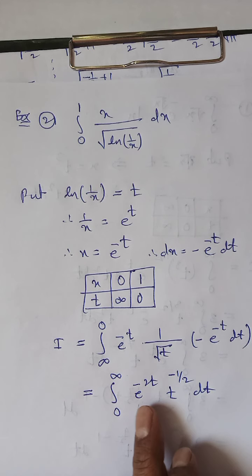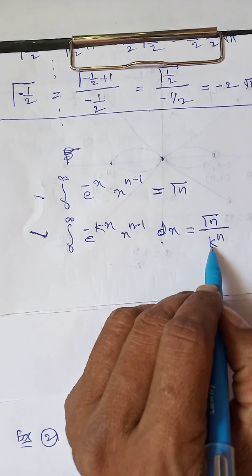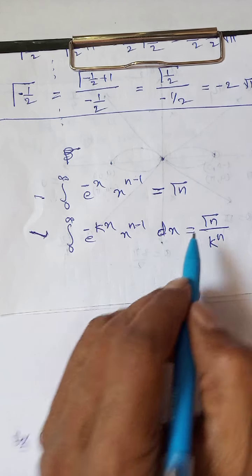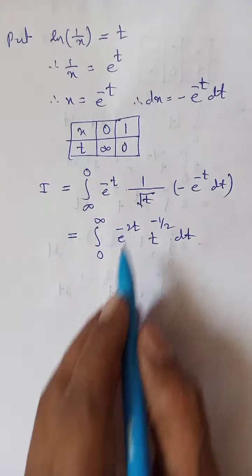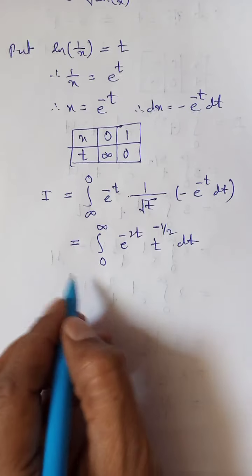So say we have an exponential function and an algebraic function here. So we'll use this second definition: the integral of e to the power minus kx, x to the power n minus 1 dx is gamma n by k to the power n. So here if we compare it with that, k is 2 and n... we'll write this power in the form of n minus 1.